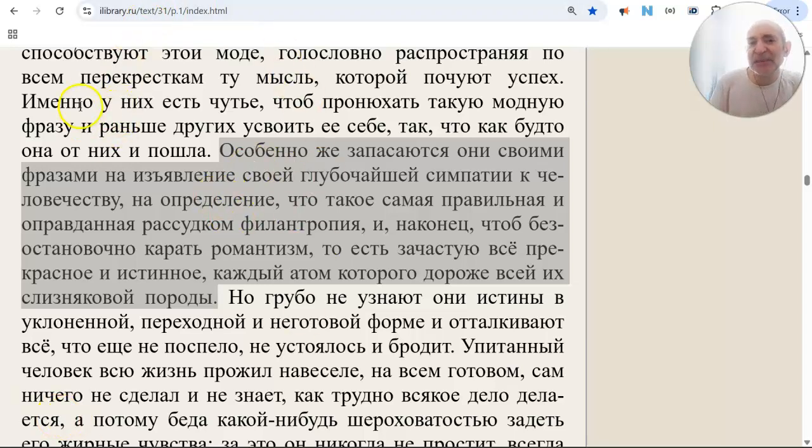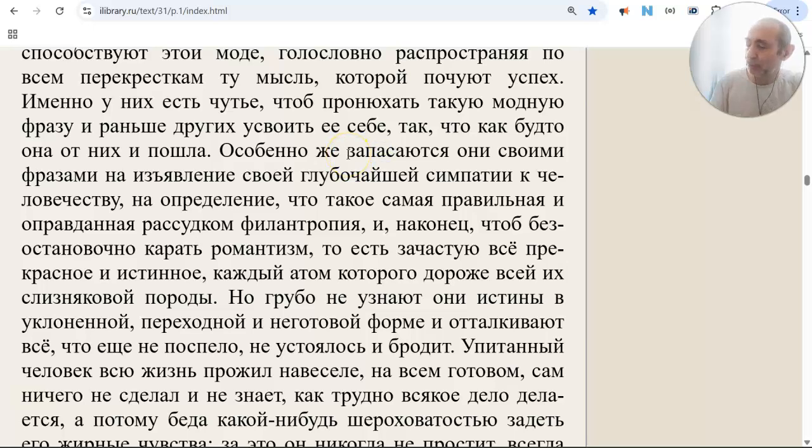Yeah, so запасаются, you might say that it is save, but basically it means to stock up, to stock something up. So they stock up their phrases, or they store, also to store. They store their phrases in order to for the expression of their deepest sympathy towards humanity.